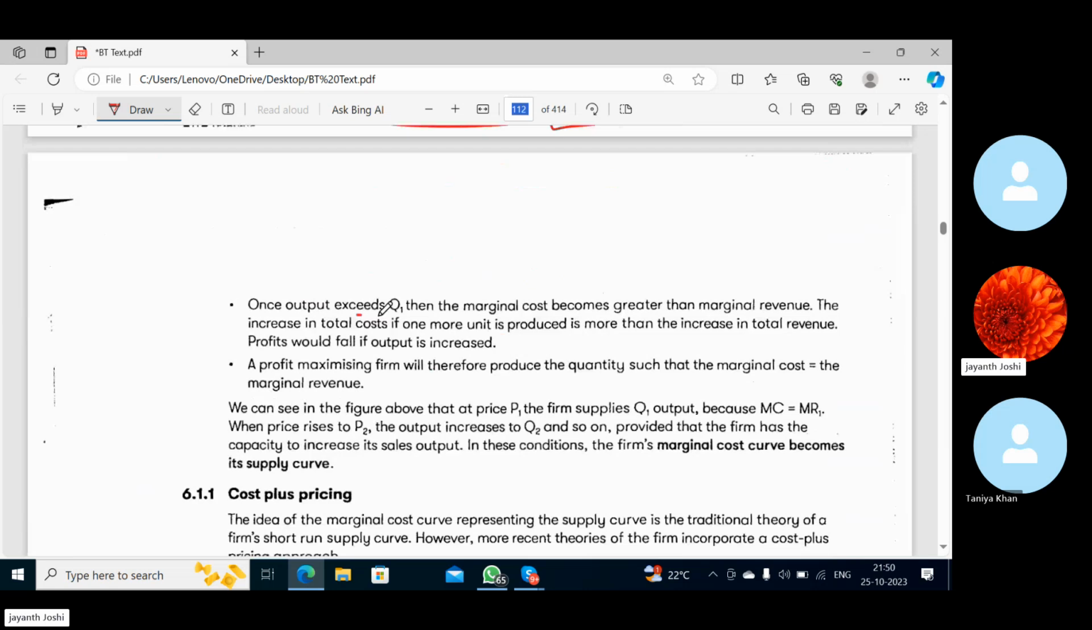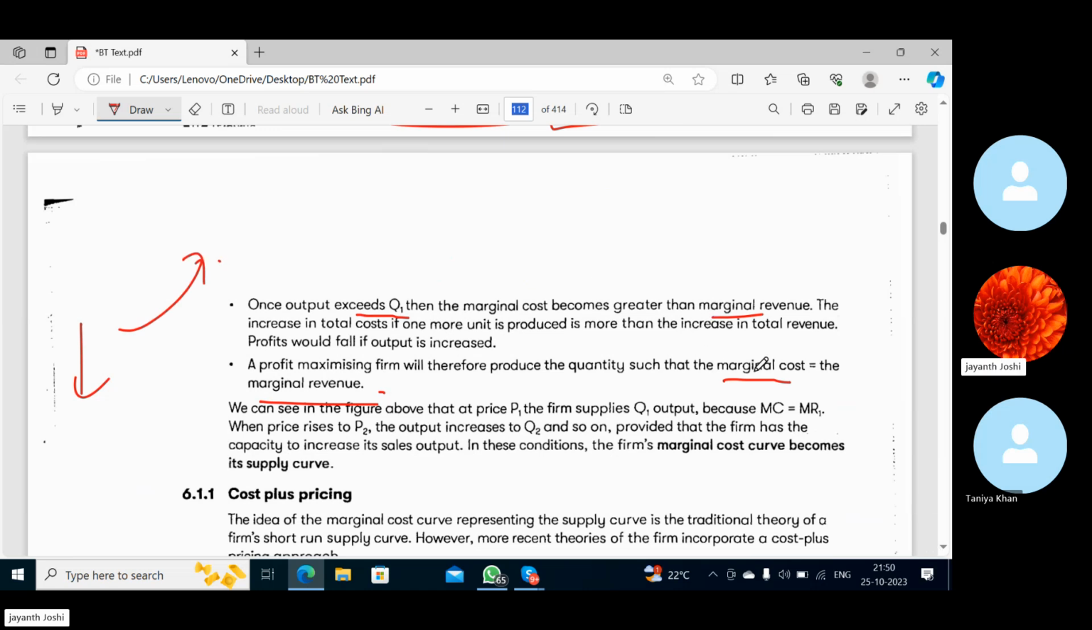Once output exceeds Q1, marginal cost becomes greater than marginal revenue. Then there is no profit, there is loss. That's the reason why they said that profit maximization can only happen when marginal cost is equal to marginal revenue. So profit will reduce if you further increase your output.